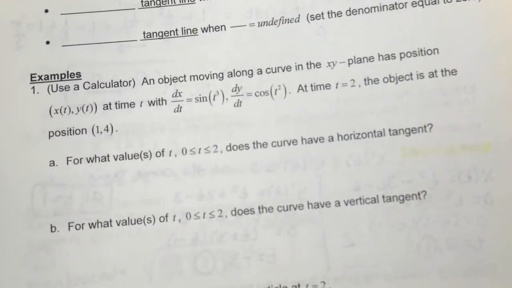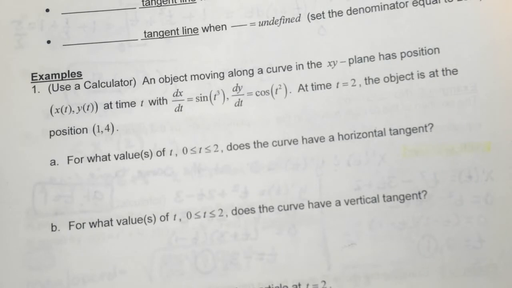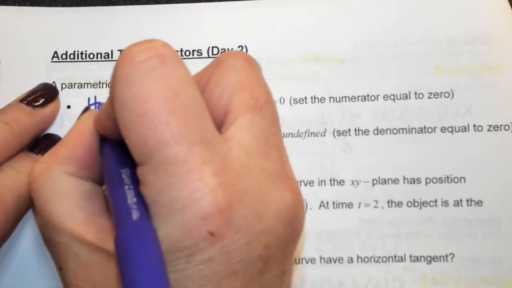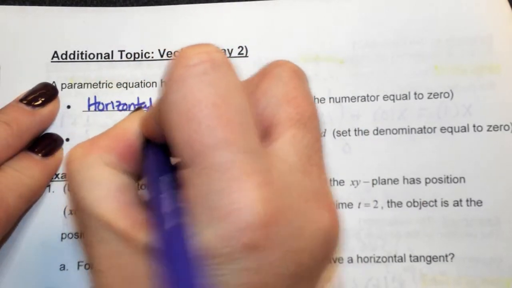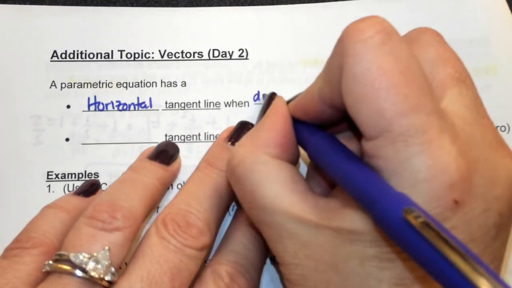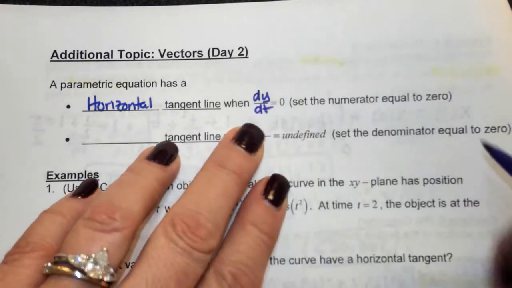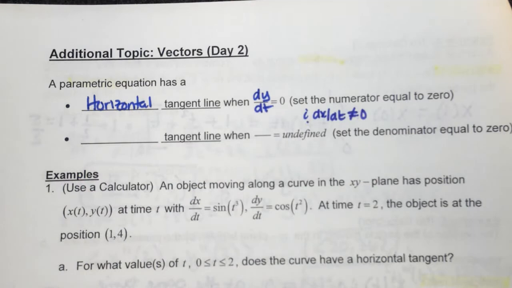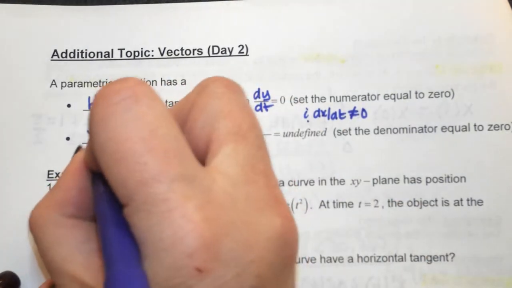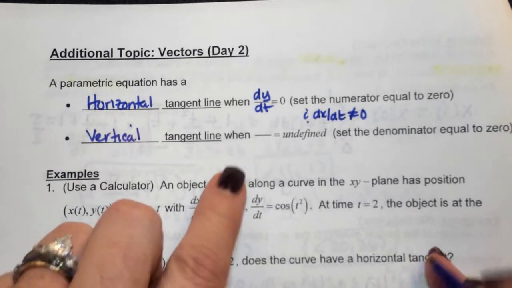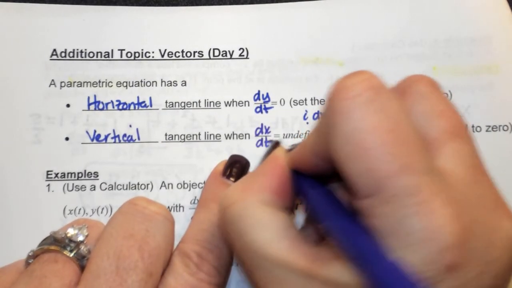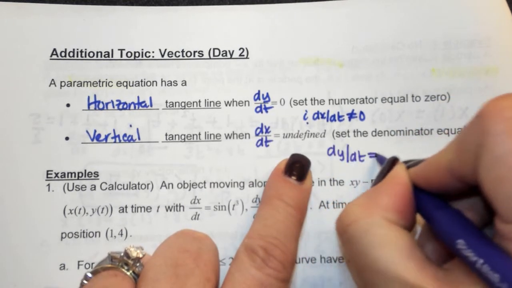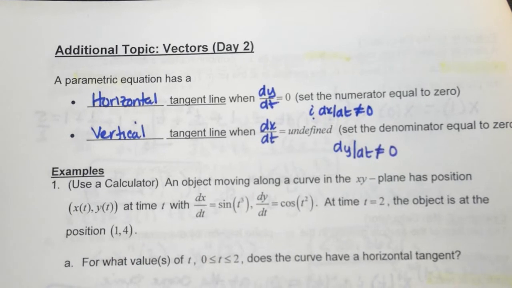This is kind of a review of what you had to do last night for homework. Remember, with parametric equations, you have a horizontal tangent line when your dy/dt is equal to 0 and dx/dt is not equal to 0. You have a vertical tangent line when your dx/dt is equal to 0, or you set the denominator equal to 0, and dy/dt is not equal to 0.